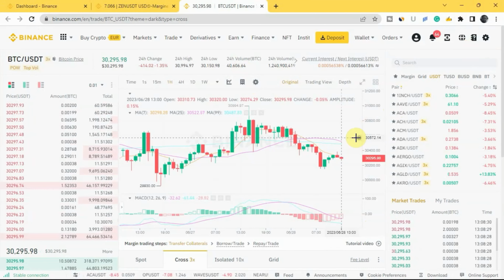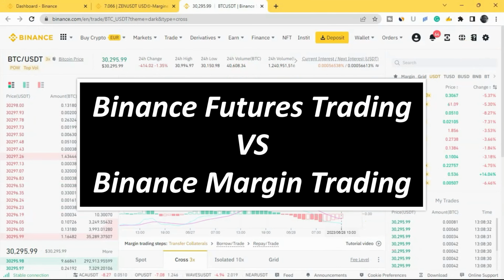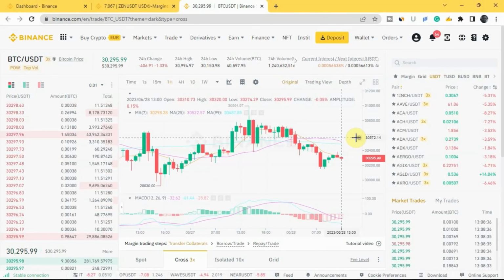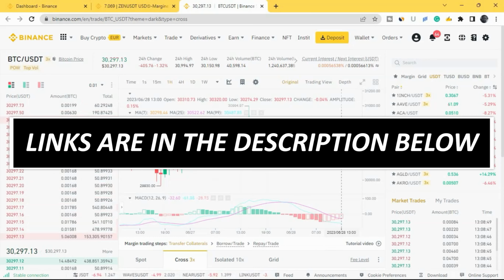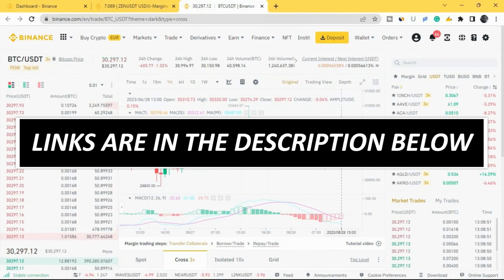In this video, I'm going to be sharing with you guys the differences between Binance futures trading and Binance margin trading. Now, in case you don't know, I already have videos and tutorials on these two kinds of trading. I have a full guide that will teach you how to do futures trading on Binance, and also another full guide that will teach you how to do margin trading on Binance. If you need tutorials on this, the links are in the description below.